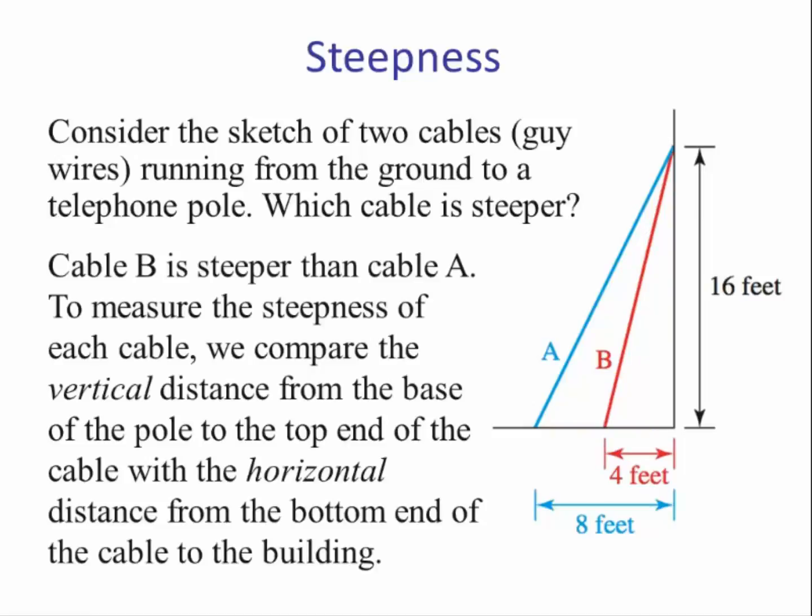To measure the steepness of each cable, we compare the vertical distance from the base of the pole to the top end of the cable with the horizontal distance from the bottom end of the cable to the building. So for A and B, they're both spanning a height of 16 feet. B's horizontal is half of A, so B is steeper.